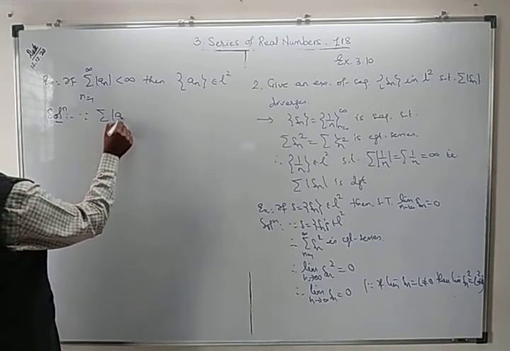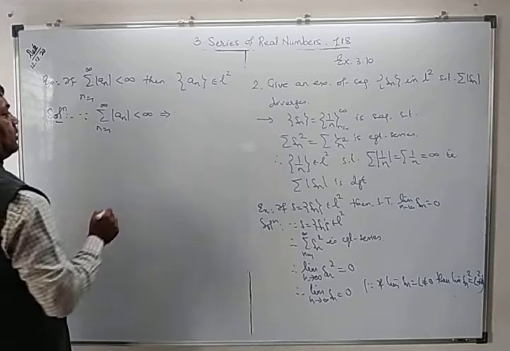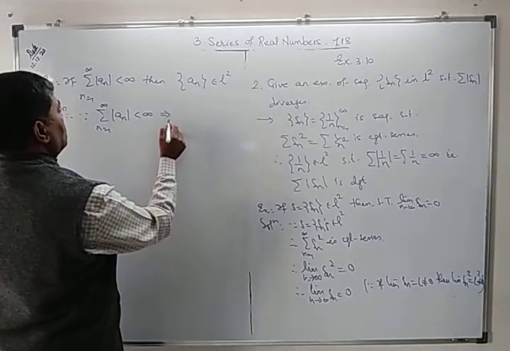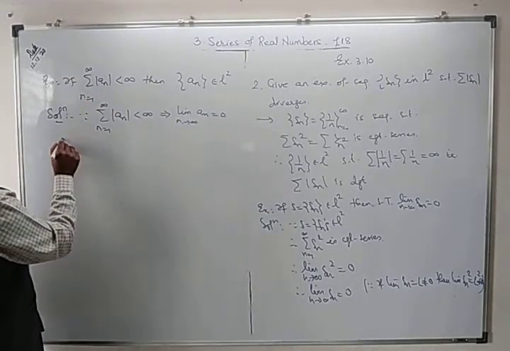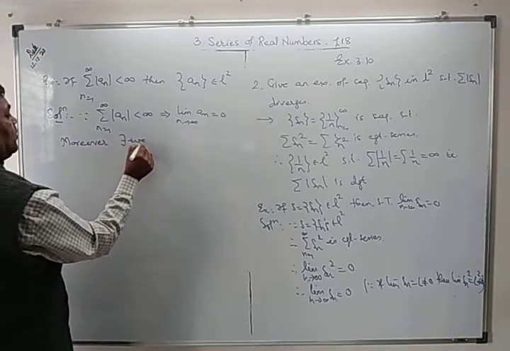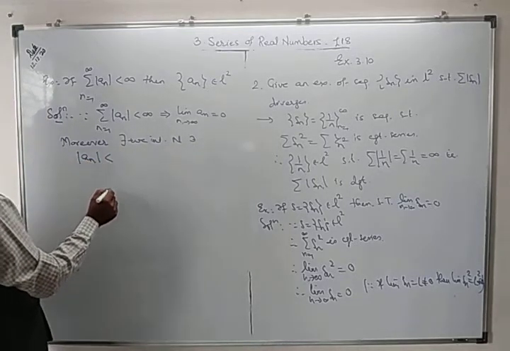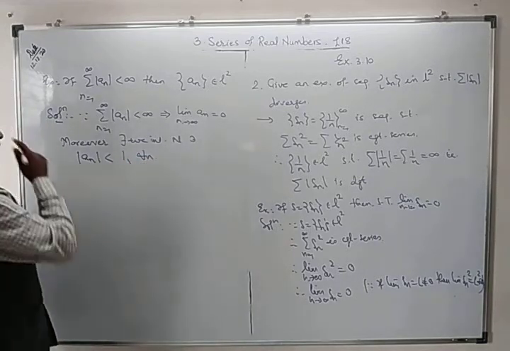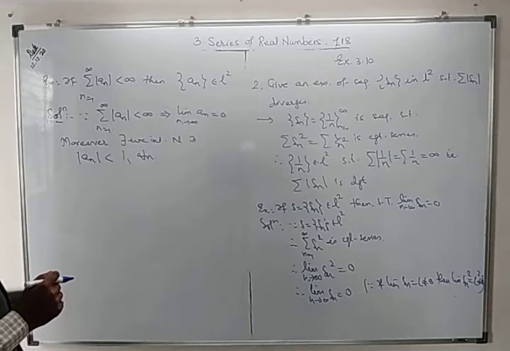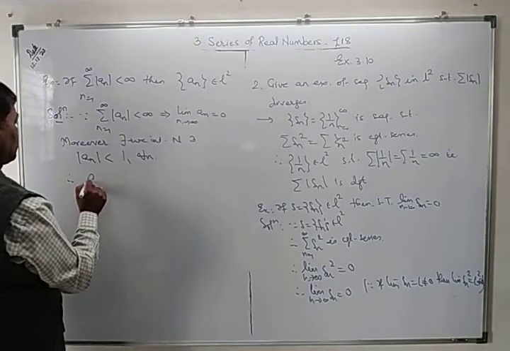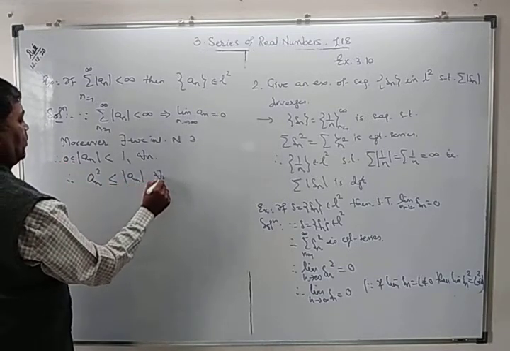Since summation of mod Sn, n equal to 1 to infinity, is less than infinity, this implies limit of Sn as n tends to infinity is 0. Moreover, there exists a positive integer N such that mod Sn must be less than 1 for all n greater than or equal to N. All Sn's are less than that, and therefore Sn square is less than or equal to mod Sn for every n greater than or equal to N.